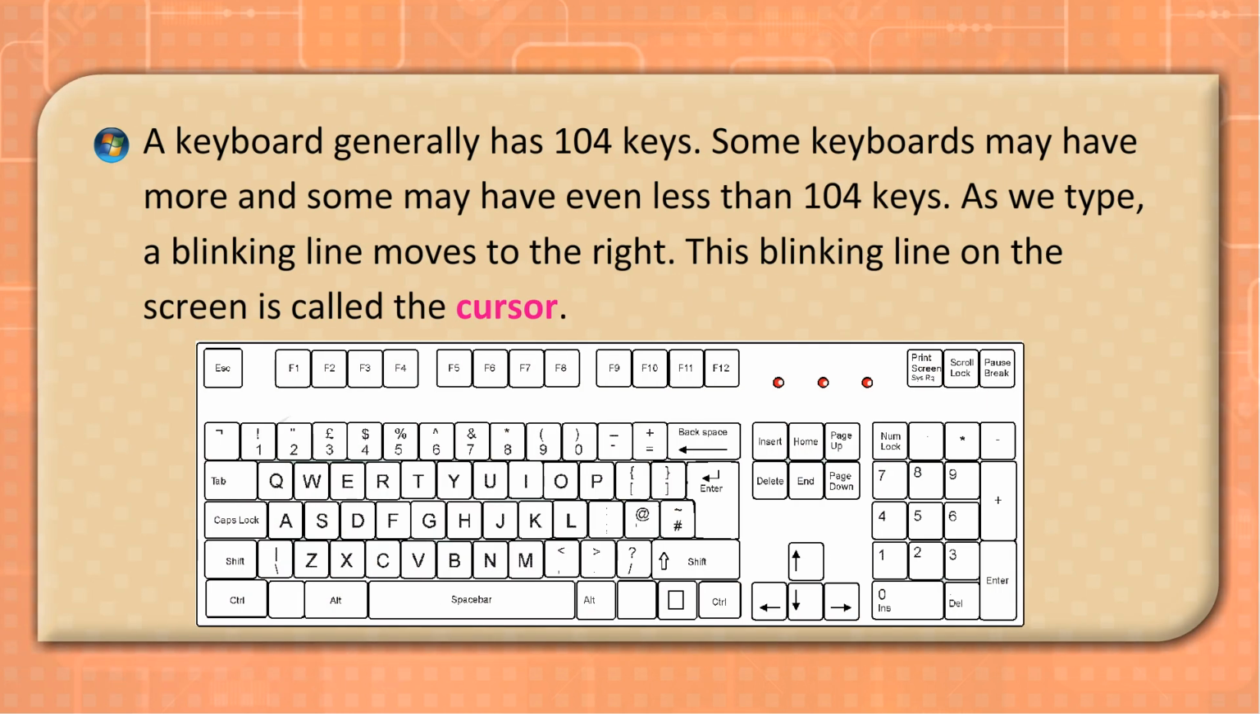A keyboard generally has 104 keys. Some keyboards may have more and some may have even less than 104 keys. As we type, a blinking line moves to the right. This blinking line on the screen is called the cursor.